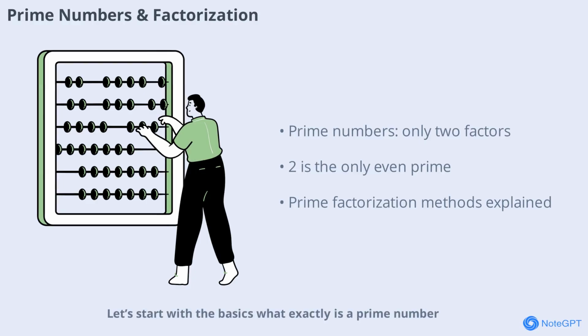Start with the basics. What exactly is a prime number? A prime number is an integer greater than one that has only two factors, one and itself. For example, numbers like 2, 3, 5, 7, and 11 are all prime. Interestingly, 2 is the smallest and the only even prime number. On the other hand, composite numbers have more than two factors.